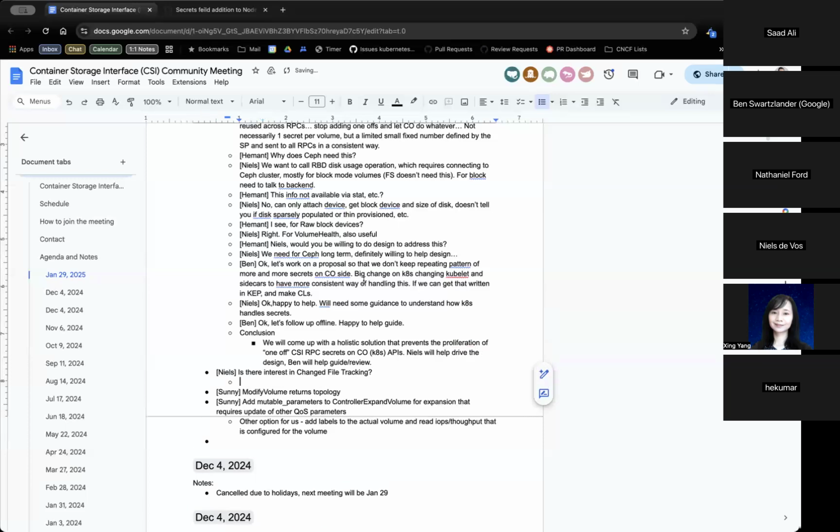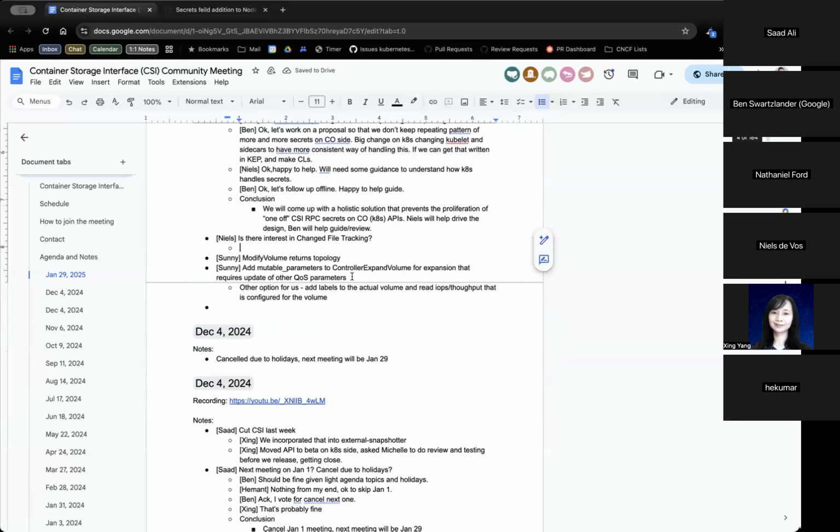Interest in changed file tracking. I assume this is a reference to the changed block tracking. Yes. So at IBM there is a team that uses the change block tracking, or wants to use the change block tracking, and they are asking for change file tracking if it becomes available.